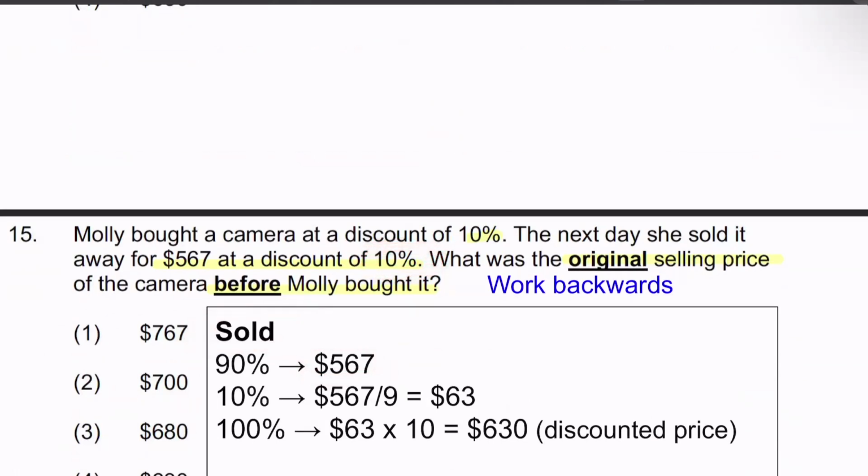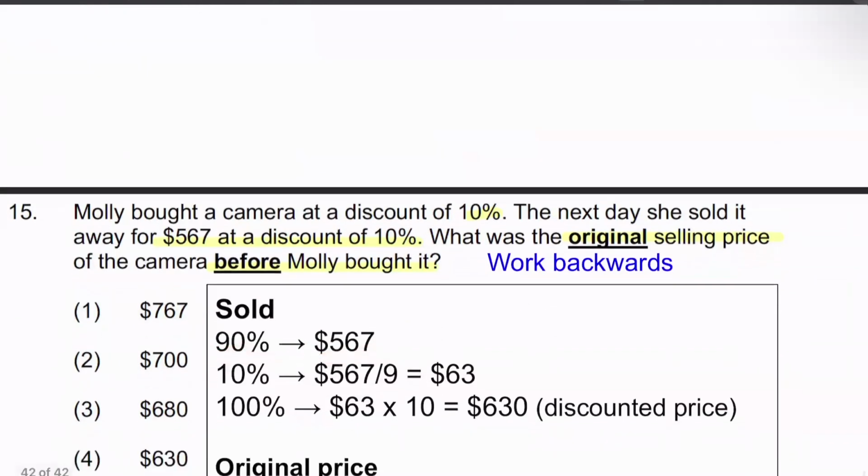So 100 minus 10, you get 90. So 90% is 567. 10% is 567 divided by 9. You can do your long division, and you will get 63. 100% is 63 times 10, you get $630. $630 is the discounted price at which Molly bought the camera.